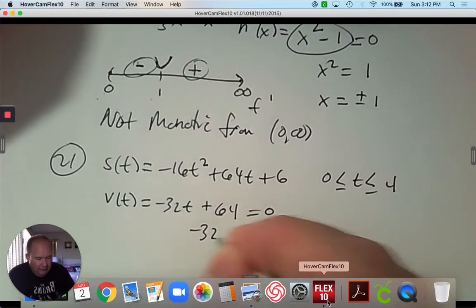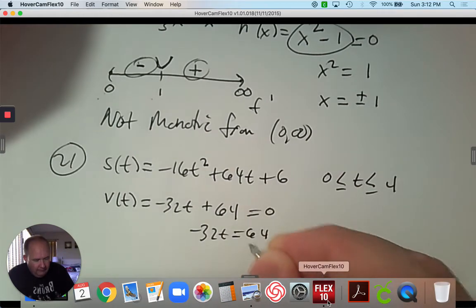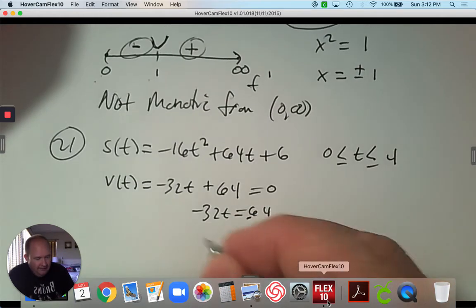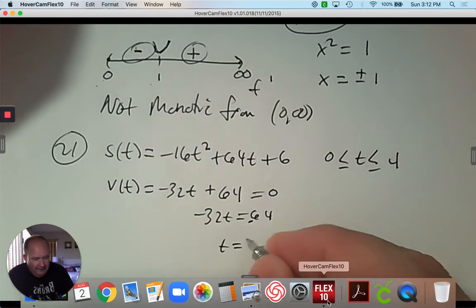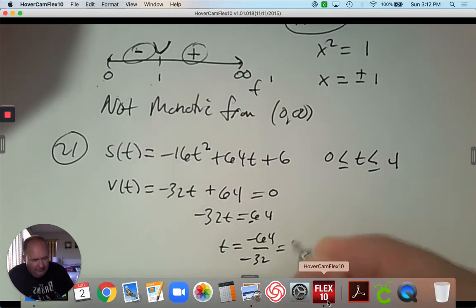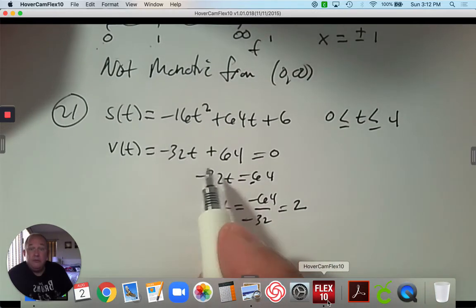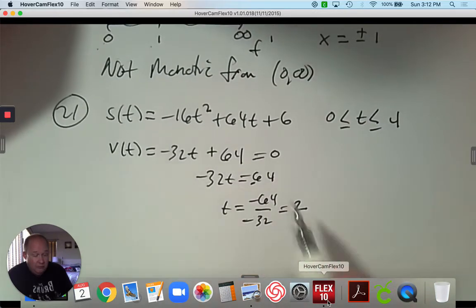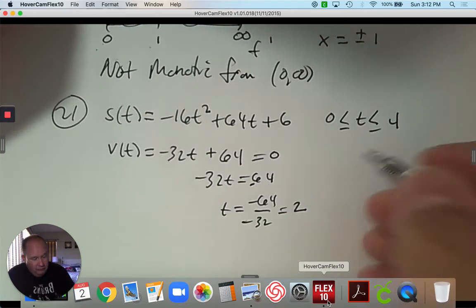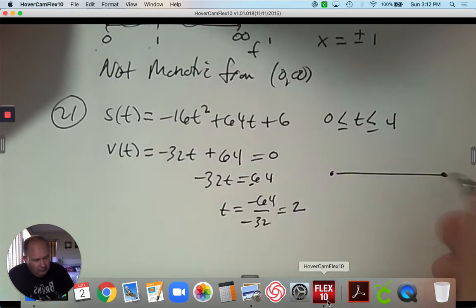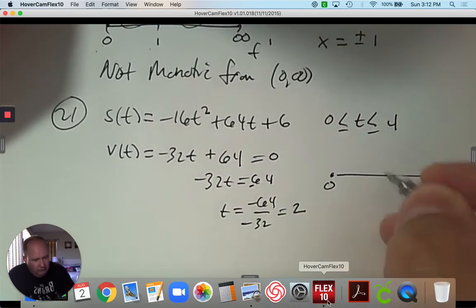So subtract 64, that's negative 64. Divide. So when you divide a negative divided by negative, you're going to get a positive answer. So what value for t makes the derivative equal to 0? What's the critical number? And the answer is 2. So this only goes from 0 to 4. So that's all I'm going to do. 0 to 4.